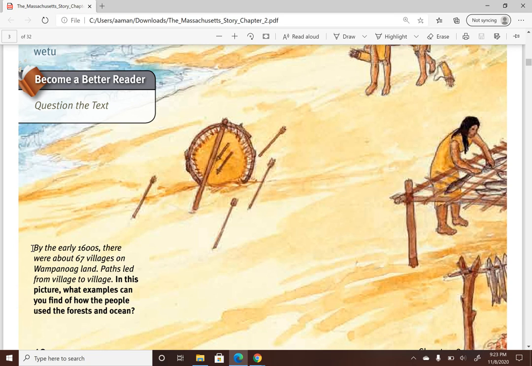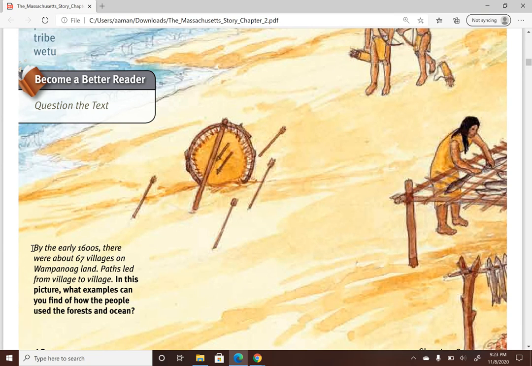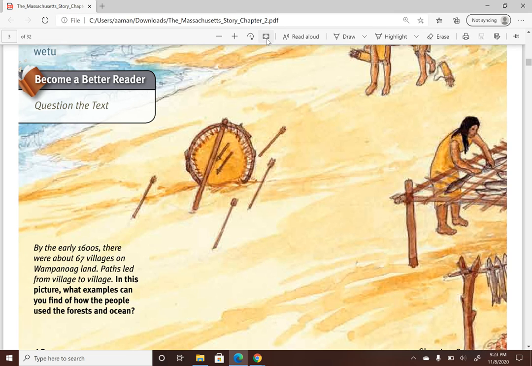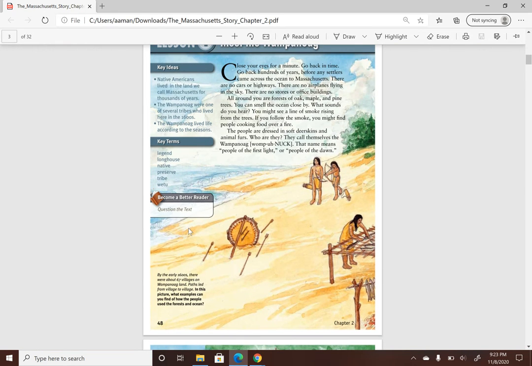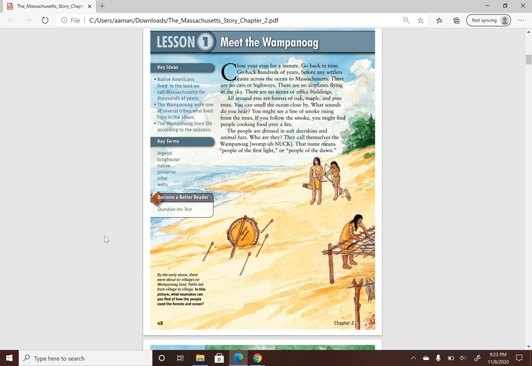Then, the label for the picture is: by the 1600s, there were about 67 villages on the Wampanoag land. Paths led from village to village. In this picture, can you find how the people used the forests and oceans? So I'll zoom out so you can explore this picture and think about that question. Can you find examples of how the people used the forests and the oceans?